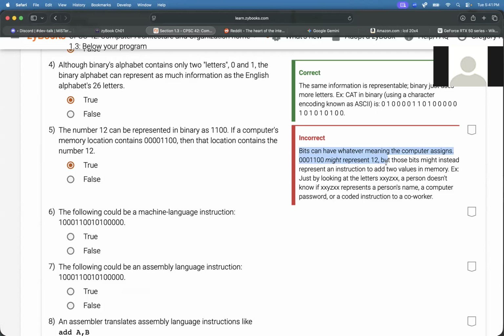Oh, okay. That's not what they were getting at. They're saying just because this is 12, maybe it's not 12 in the specific context, because maybe this wasn't even a number at all. Maybe this was code for a particular letter in the alphabet. Okay, sure.